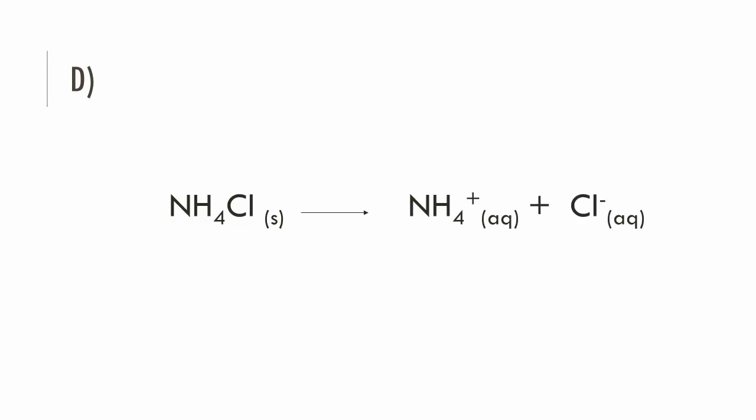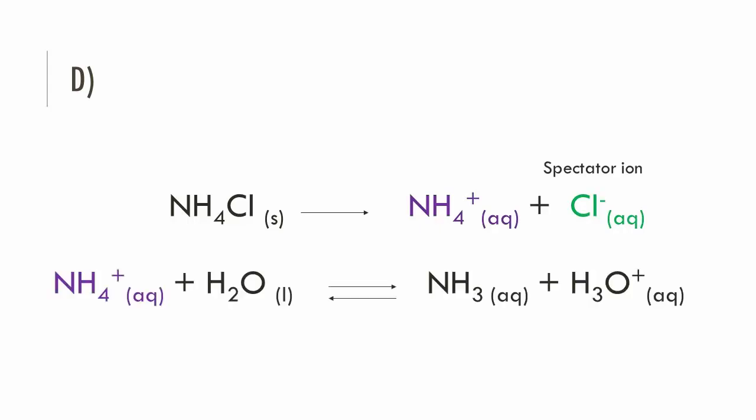The salt D will make an acid. In the same way as the first salt we looked at, it will dissociate into NH4+ and Cl- ions. In this case, the spectator ion is the Cl- anion. That means that it will be the NH4+ that will react again with the water molecule to form NH3 and H3O+, resulting in an acidic solution.